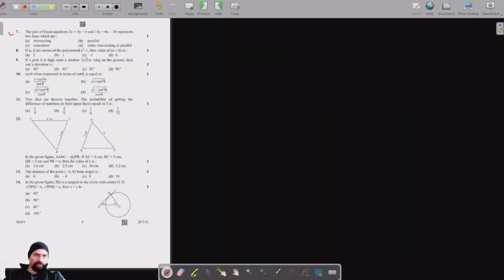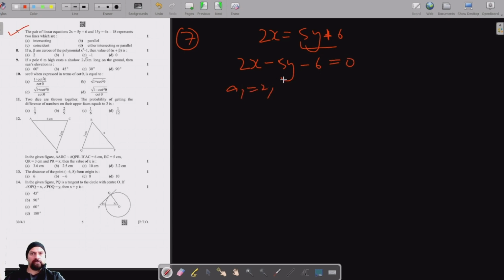For question number 7, we are given a pair of linear equations. So 2x is equal to 5y plus 6. Let's write it down in the standard form, shifting all the terms to the left hand side, which is 2x minus 5y minus 6 is equal to 0. So here a1 is 2, b1 is negative 5, and c1 is equal to negative 6.